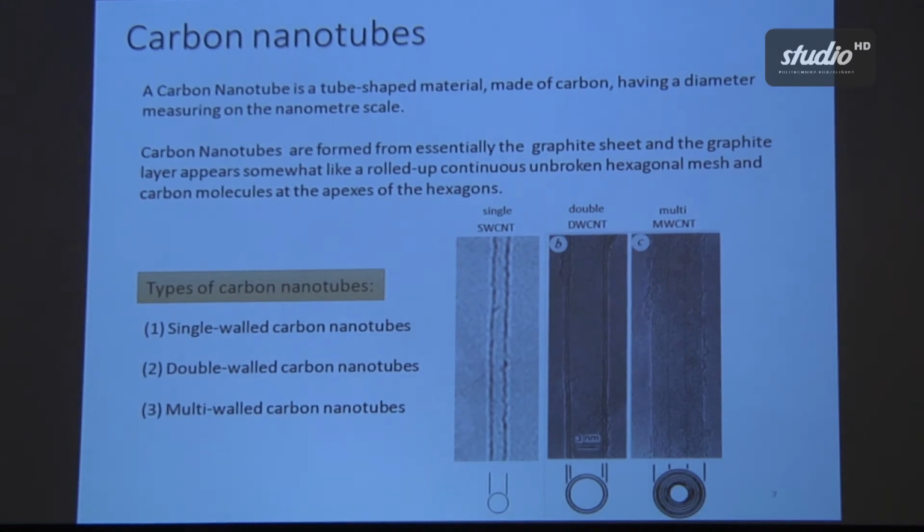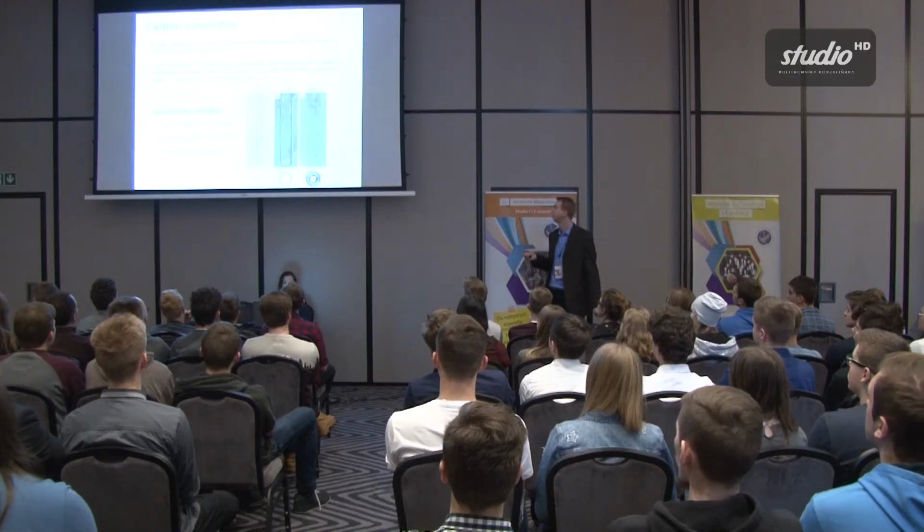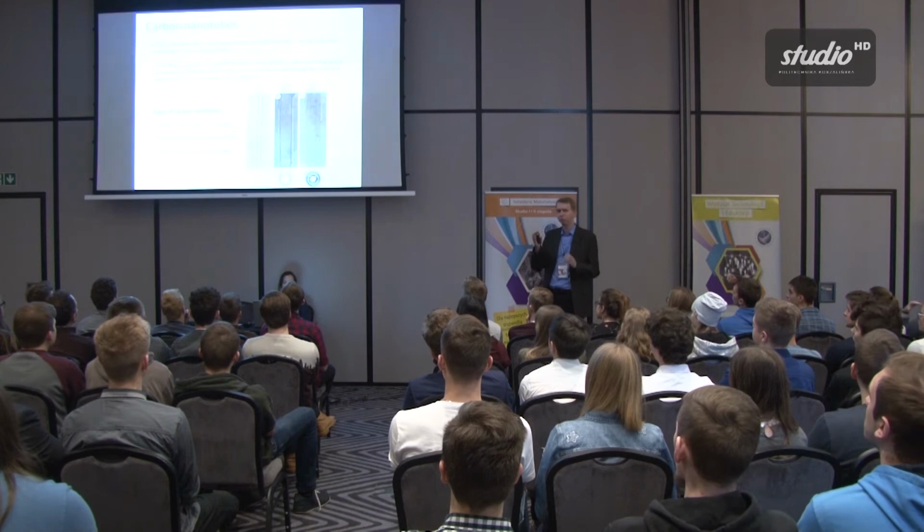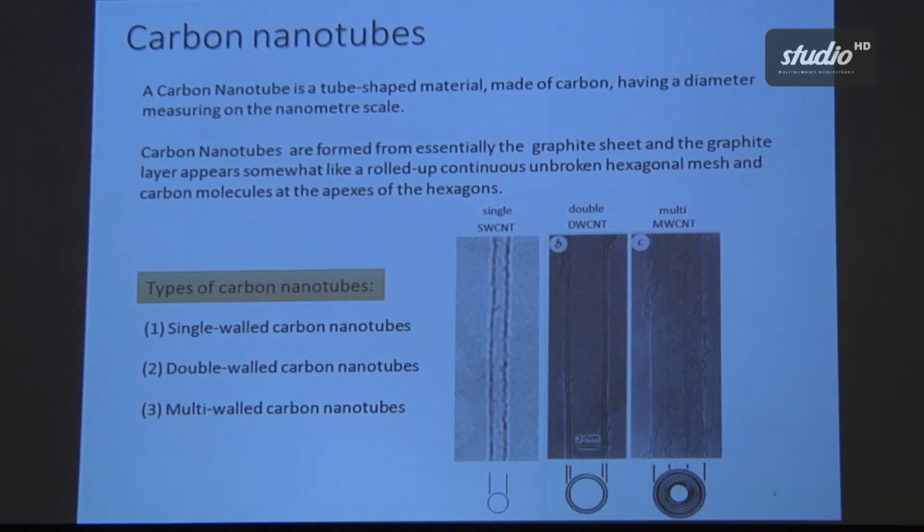There are different types of carbon nanotubes. This is actually not so important, I think, so you can omit it. I just mentioned that depending on the number of layers in the carbon nanotubes, we can have single-walled, double-walled, and multi-walled. Multi-walled means up to 20, 30 layers even, which changes the diameter and so on.